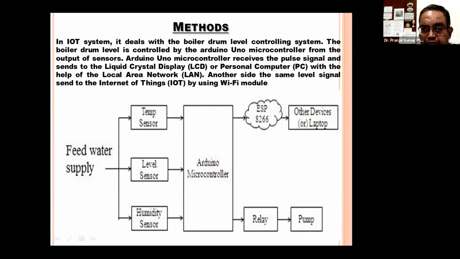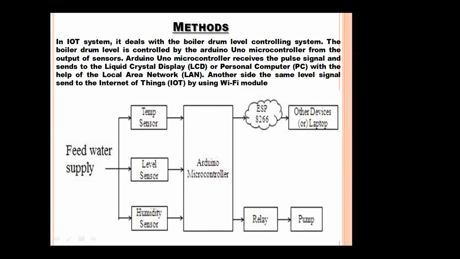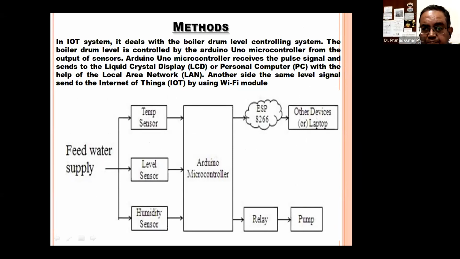Now the method for IoT is, it is always dealing with the boiler drum level controlling system. It is a very important thing you must understand. In an IoT system, you always use the boiler drum level controlling system. It is controlled by an Arduino Uno microcontroller. It is a type of microcontroller working from the output of sensors. This particular microcontroller receives the pulse signal and sends it to LCD or personal computers with the help of LAN. On the other side, the same level signal is sent to IoT using a Wi-Fi module through your handsets.